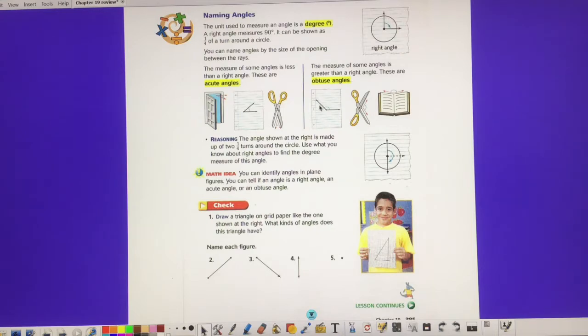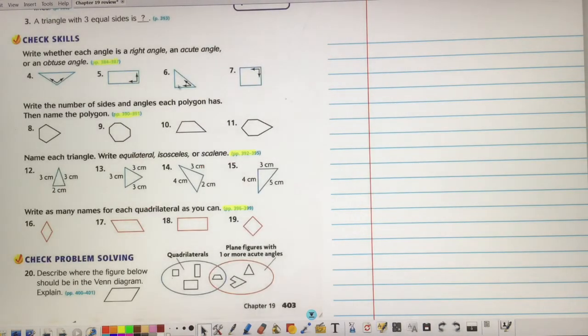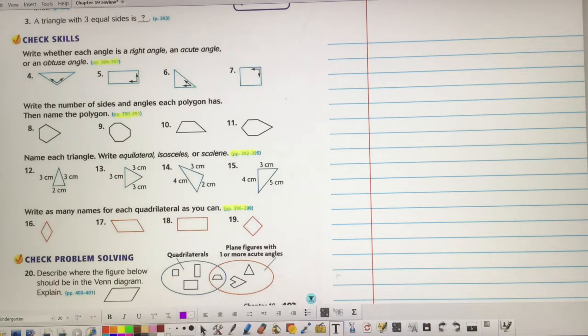And then you have an obtuse angle that's greater than a right angle. So taking a look, 4, 5, 6, and 7. Now number 4, does it look like it is a perfect square, like I can get a sheet of paper in there, or is it smaller, which would be an acute, or an obtuse angle because it's larger? I'm thinking it's pretty large, so I'm going to write obtuse angle.